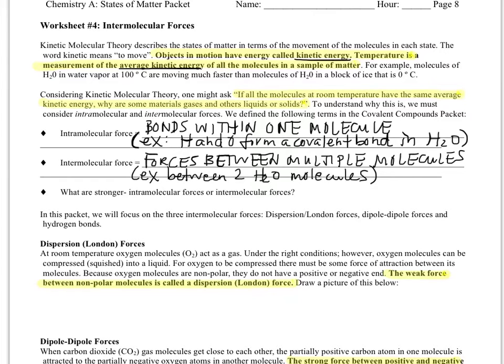So a little reminder of some terms that we talked about in the covalent compounds packet. It's worth a reminder because they sound so similar that students tend to mix them together, okay? In the ionic and the covalent compounds packet, we talked a lot about intramolecular forces, bonds within one molecule. So these are bonds that hold individual little atoms together, right? Like hydrogen and oxygen form a covalent bond in a water molecule, okay?